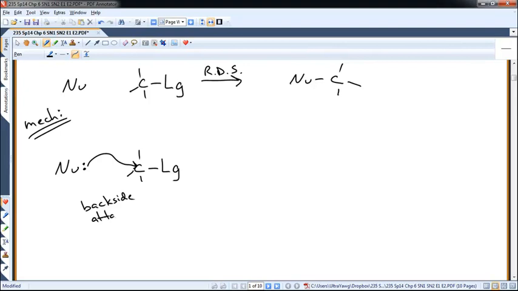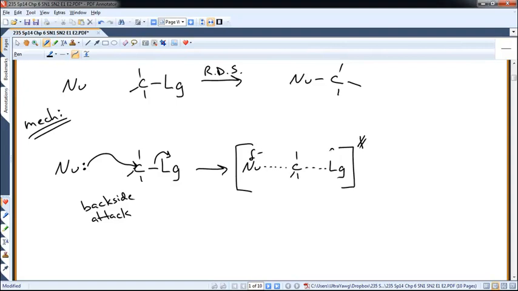An attack is the word we use when we represent something making a bond to a carbon. We call it an attack. And in that same step, the act of making a bond between the nucleophile and the carbon is the same cause that results in the leaving group leaving. When that happens, you get a transition state that looks something like this. The nucleophile is partially bonded to the carbon. The leaving group is partially bonded to the carbon.